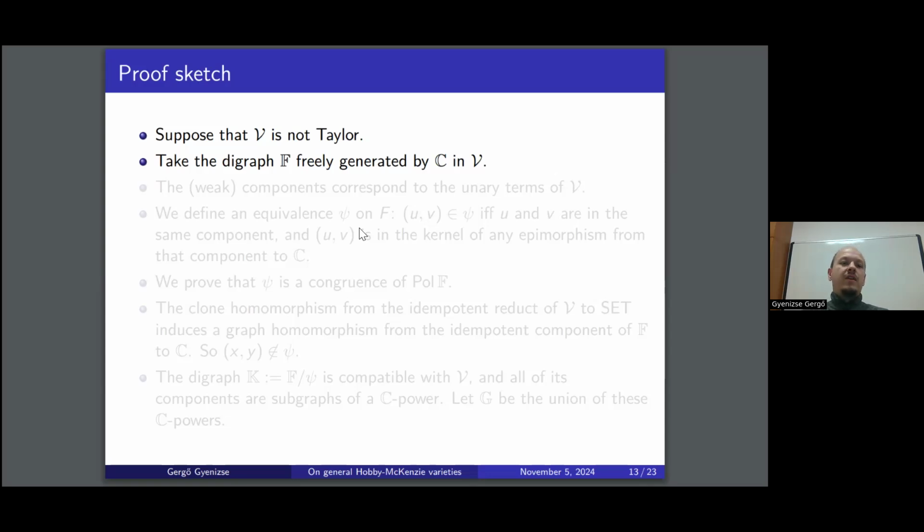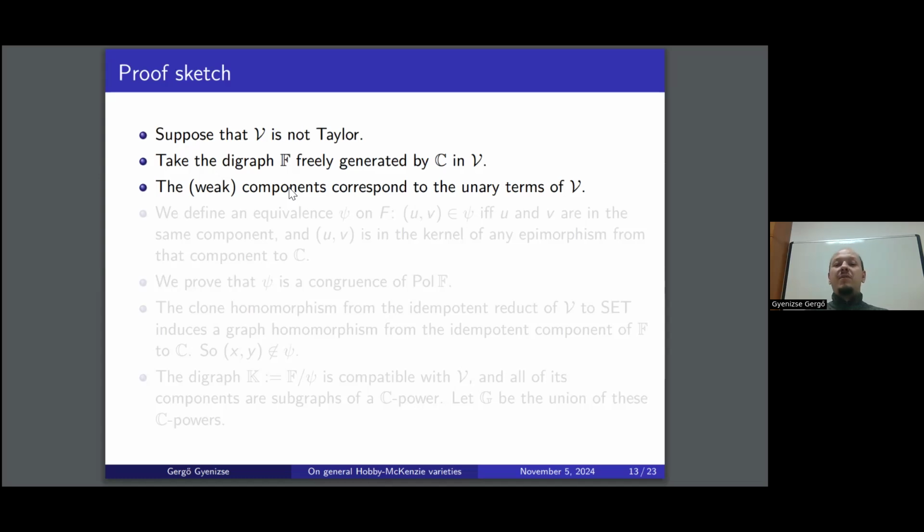This will not be a connected graph. Actually, it will have several components, or really as many components as there are unary terms in V. So the underlying set of F will be the set of ternary terms in V, and two ternary terms will be in the same connected component if and only if the unary product of the two terms are the same. So we will have components. We will have one component corresponding to any unary term of V.